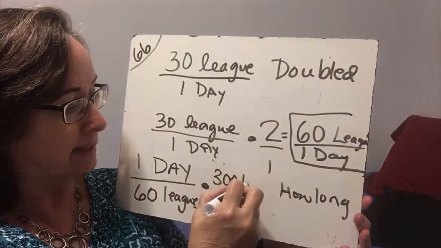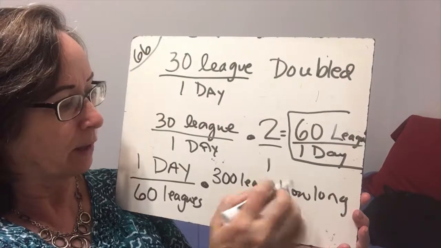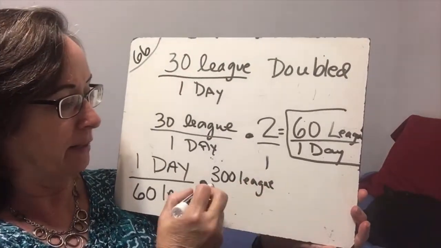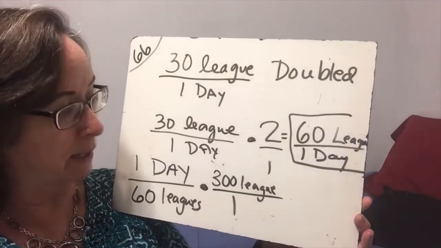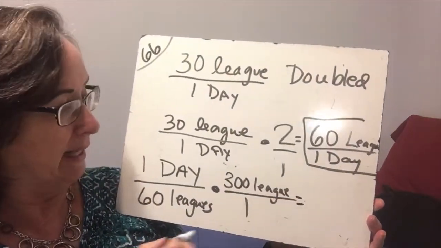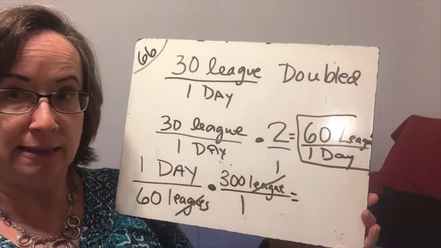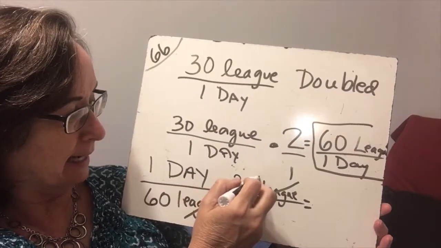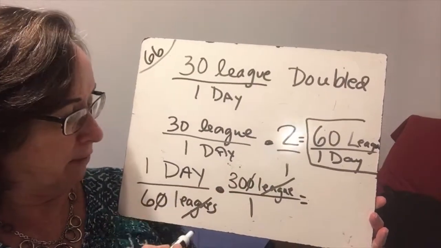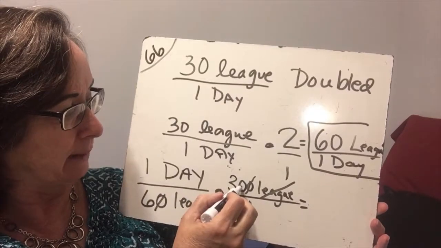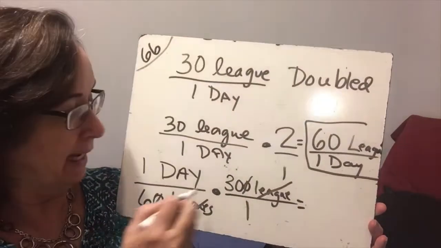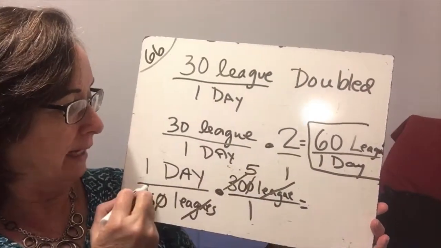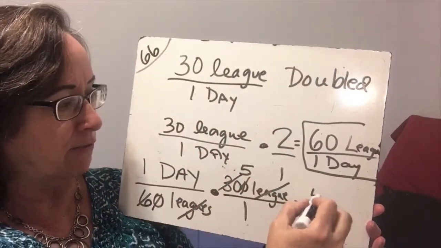Okay, and we're looking for how long, and that's why we put time on the top. So the 300 leagues can go over one. And when we cancel, leagues will cancel leagues. Leagues on the top, leagues on the bottom. And then 60, can't I take off a zero off of both of those? And 30 divided by 6 is going to cancel with a 5. And then I have 1 times 5 is 5.